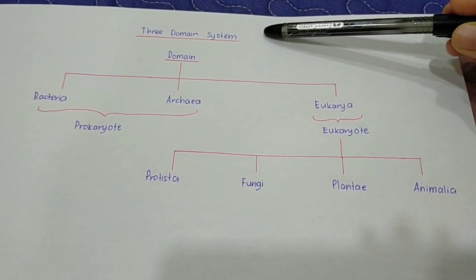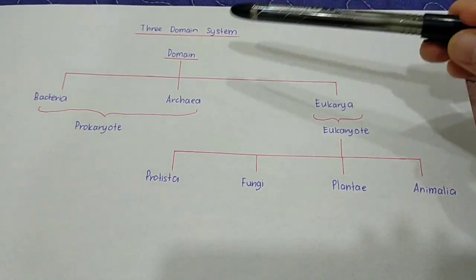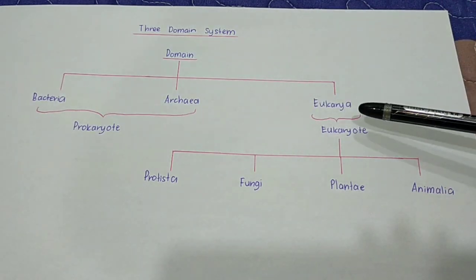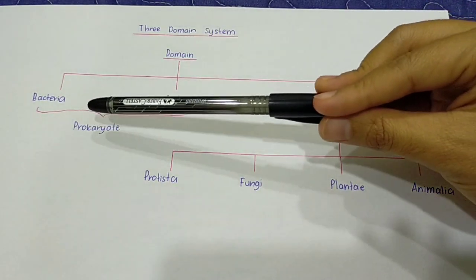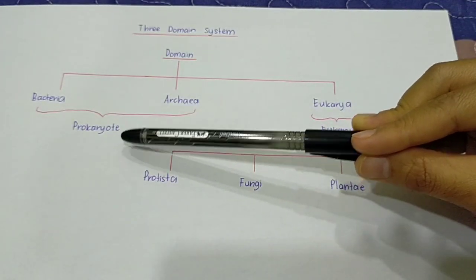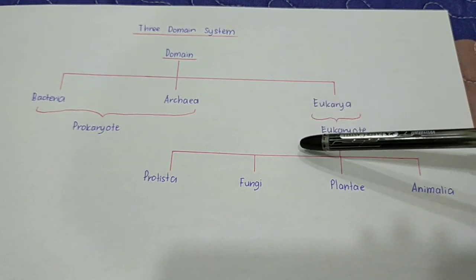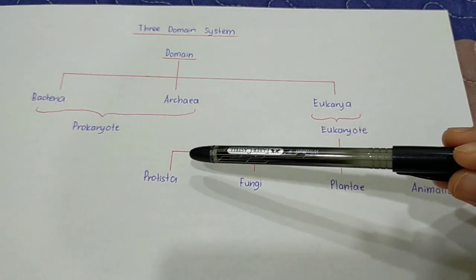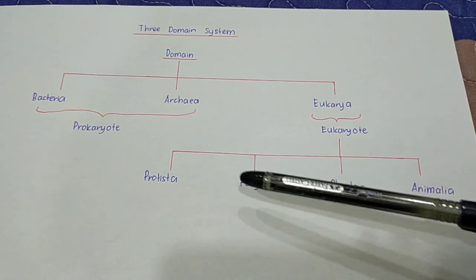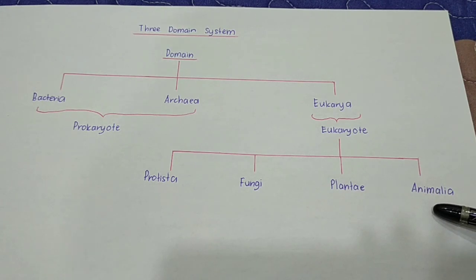Okay, so now we look at the 3 domain system. Remember, the 3 domain system is proposed by Woese et al. There are 3 domains here. Start with domain Bacteria, next domain Archaea, another one domain Eukarya. Both domain Bacteria and domain Archaea are prokaryote, while domain Eukarya is eukaryote. Under domain Eukarya, there are 4 kingdoms: the first one kingdom Protista, next kingdom fungi, then kingdom Plantae, and another one, kingdom Animalia.